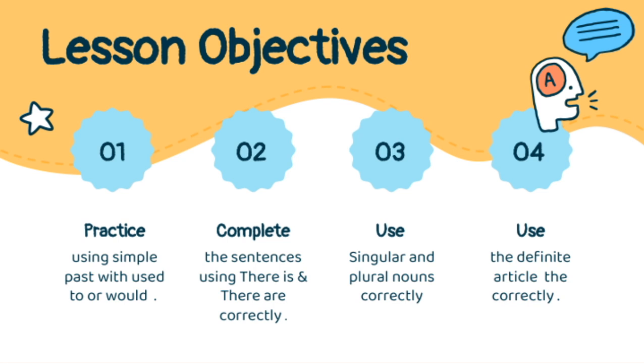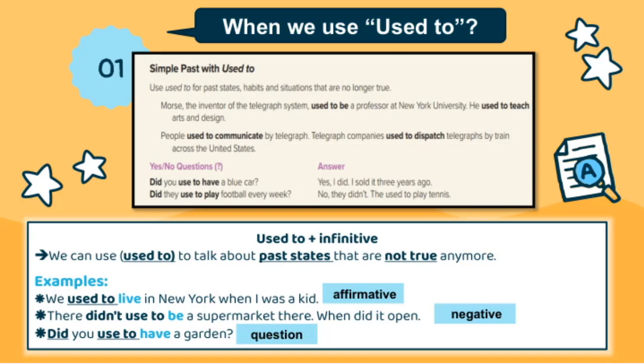These points are all about building a solid foundation in grammar and vocabulary, which ties into our overall theme of effective communication. So let's talk about when we use used to. This phrase helps us talk about past states or habits that are no longer true today. For example, if I say, "We used to live in New York when I was a kid," I'm describing a situation from the past that has changed. It's important to notice how we form it. Used to, followed by the infinitive of the verb. This structure is key to expressing past routines or conditions.